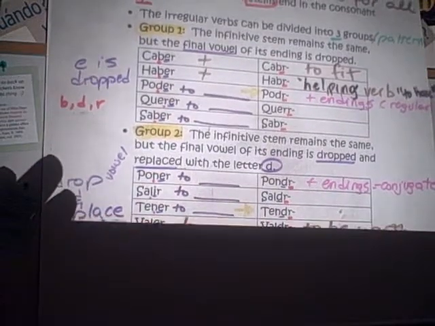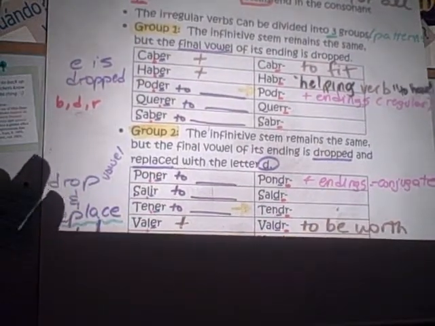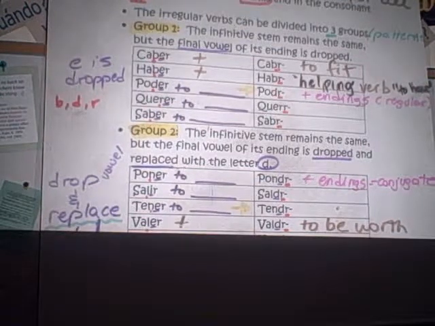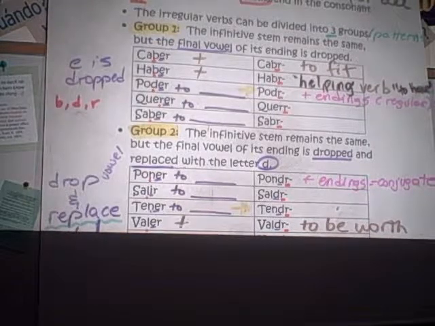T-E-N-D-R is your stem. Valer, not in your book, you may want to add your meaning there, is to be worth. So if something is worth something, use the verb valer. Drop the E, replace with a D. V-A-L-D-R is your stem. Then you add your endings to conjugate.